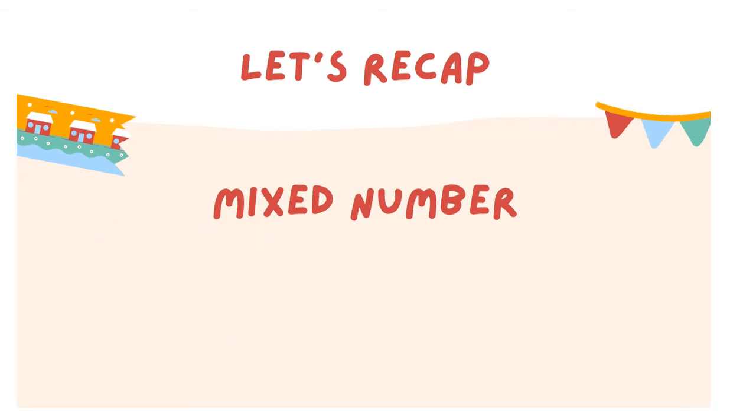So what is a mixed number? We have touched on mixed numbers last year when you were in Year 4. So a mixed number looks something like this. So we have 2, 1 out of 4. So we have a whole. This is what you call a whole. This is the numerator. And the bottom number is the denominator.